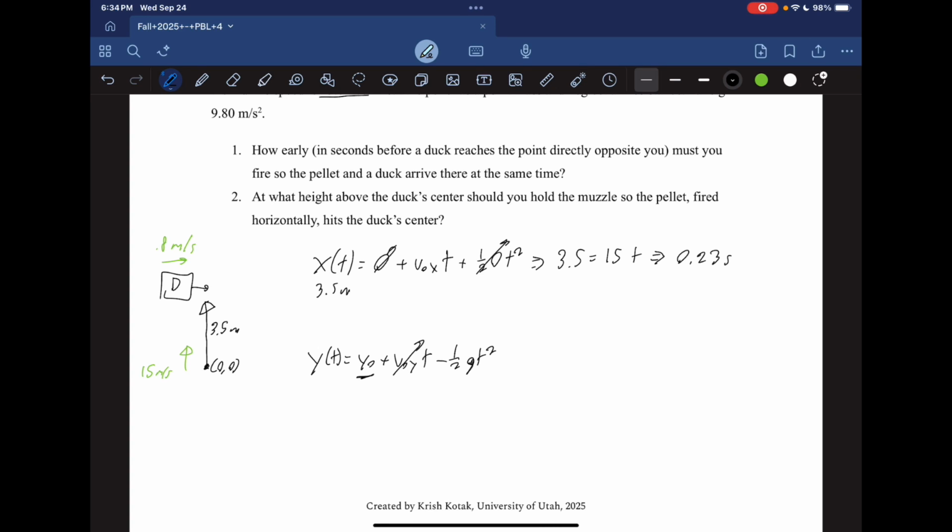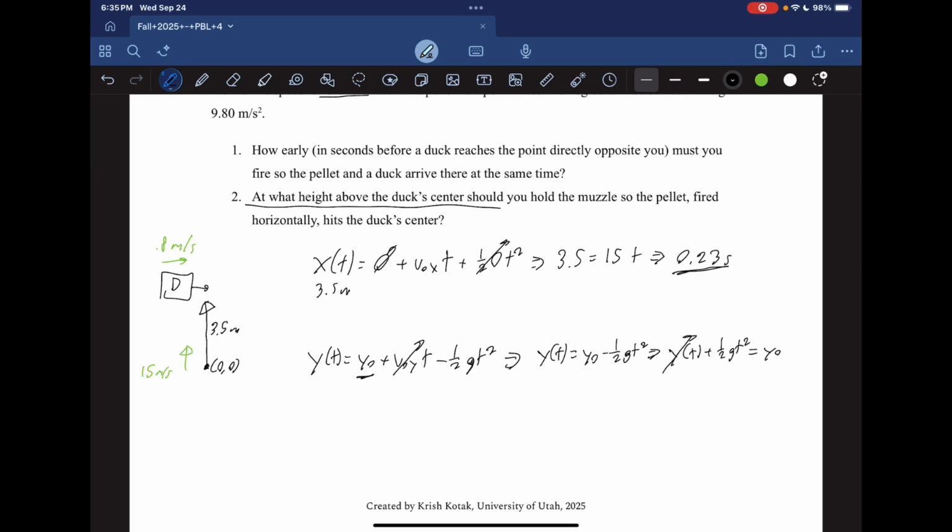And we're solving for y naught because we're asking at what height above the duck's center we should fire. So solving symbolically first, we have y of t equals y naught minus 1/2 gt squared, or very simply, y of t plus 1/2 gt squared equals y naught. And then we know that our y of t, the point where it hits the duck, we'll call that 0 to make this term 0. So that means y naught is just 1/2 gt squared.